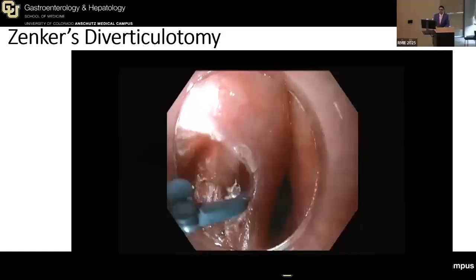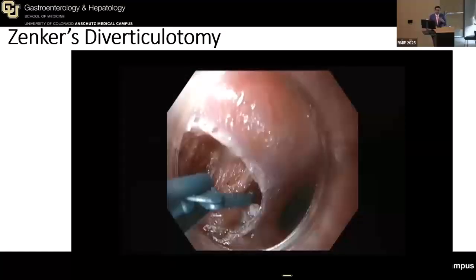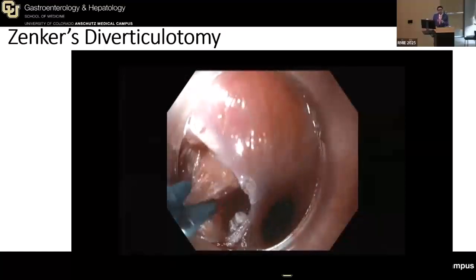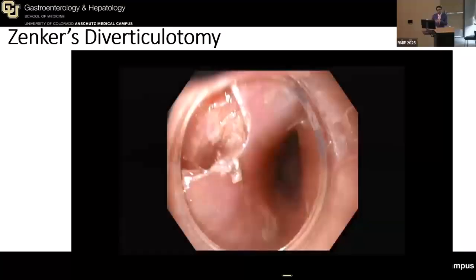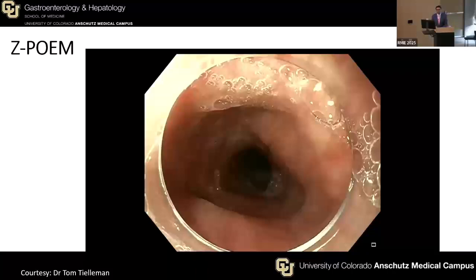And then in the end, if I feel like there's still a little pouch left, I will do what we call a shaping of the septum and expand the mucosal incision on that side.